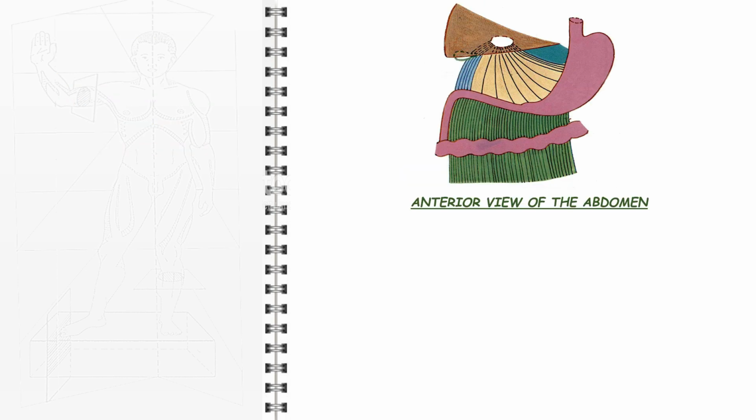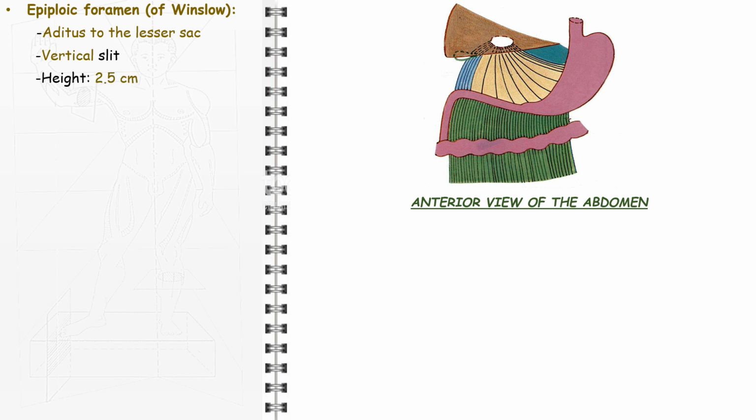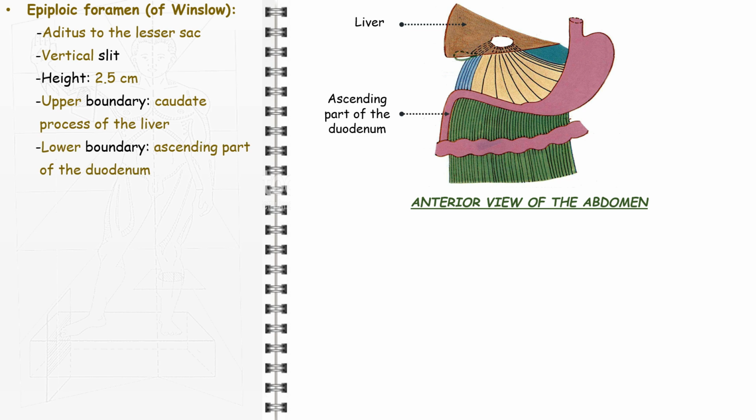Always in the lesser omentum, the epiploic foramen of Winslow, or the additus to the lesser sac, is a vertical slit about 2.5 centimeters high, like the opening for a coin in a slot machine, and can be slightly stretched to admit the tips of 2 fingers. Its upper boundary is the caudate process of the liver. The lower boundary is the ascending part of the duodenum. This can only be understood if it is appreciated that this part of the duodenum runs not only towards the right but backwards as well.